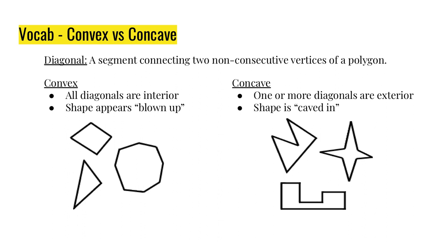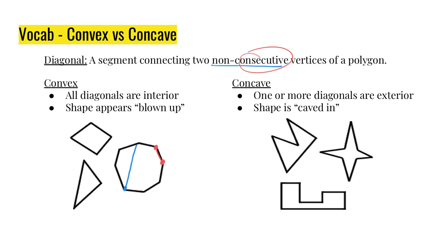Right here on the left, I'm going to draw one diagonal. Notice that it cuts across the middle of the shape. It doesn't go outside the shape at all. These are non-consecutive vertices because consecutive vertices would be like this vertex and this vertex here. Connecting consecutive vertices just creates a side of the shape. So connecting two vertices so that it's not a side is what we call a diagonal.